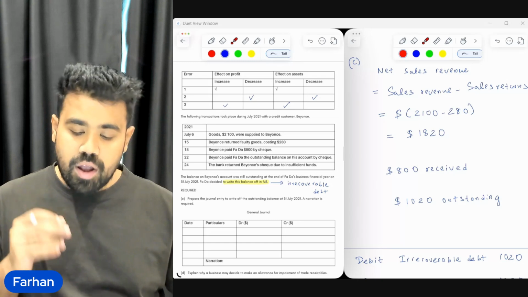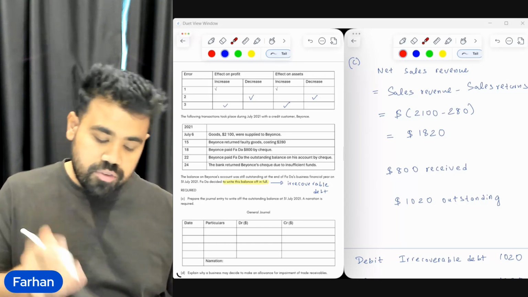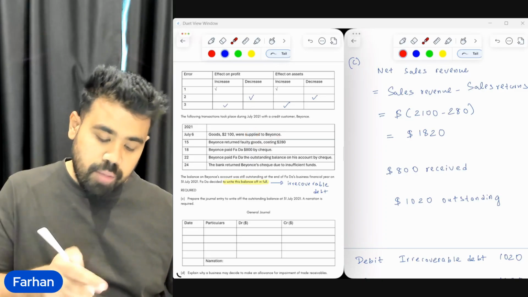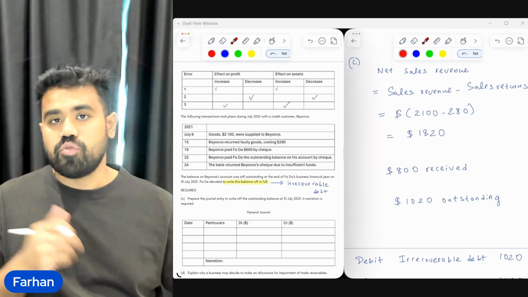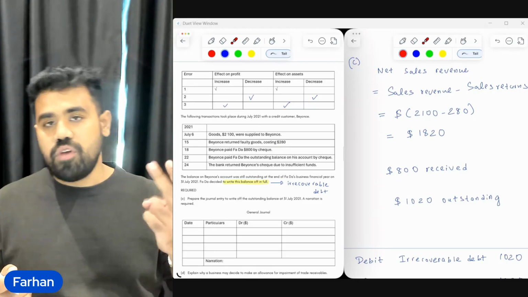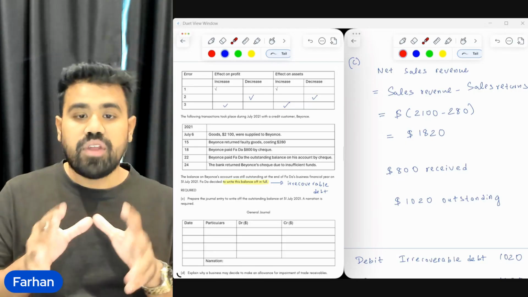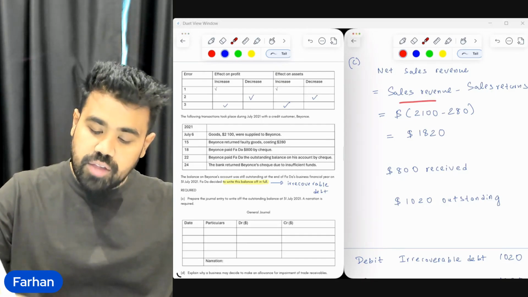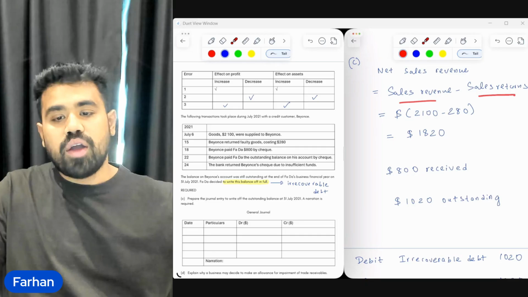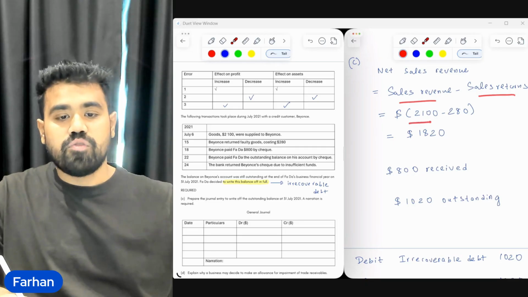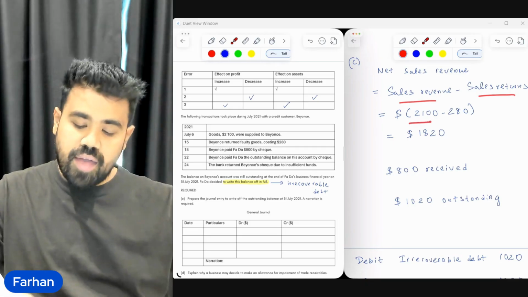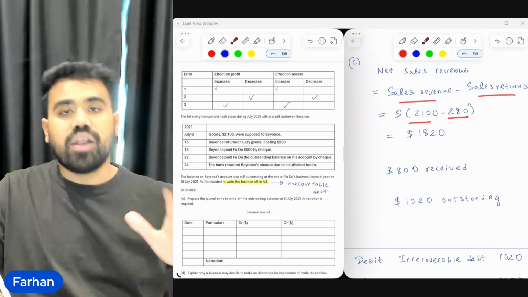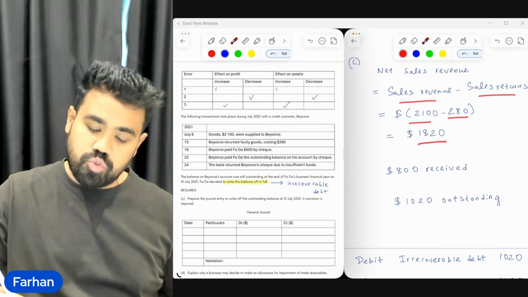On the 6th of July, $2,100 of goods were sold to Beyonce. And on the 15th of July, some goods worth $280 were returned by Beyonce. Based on these first two sentences, we can derive the net sales revenue, which is simply the difference between sales revenue and sales returns. The sales revenue is $2,100 based on the entry on July 6, and the sales returns are $280 based on the entry on July 15. That gives us a net sales revenue of $1,820.